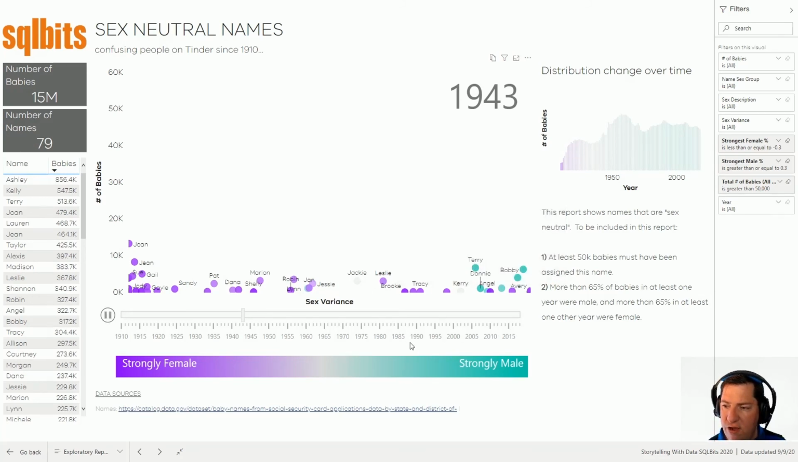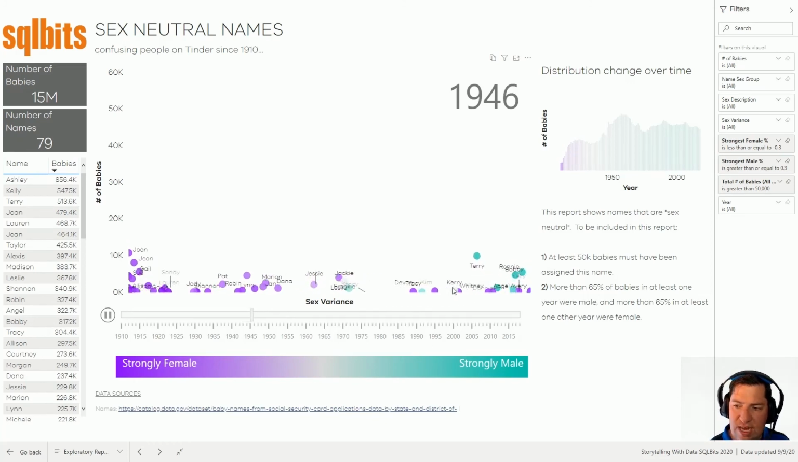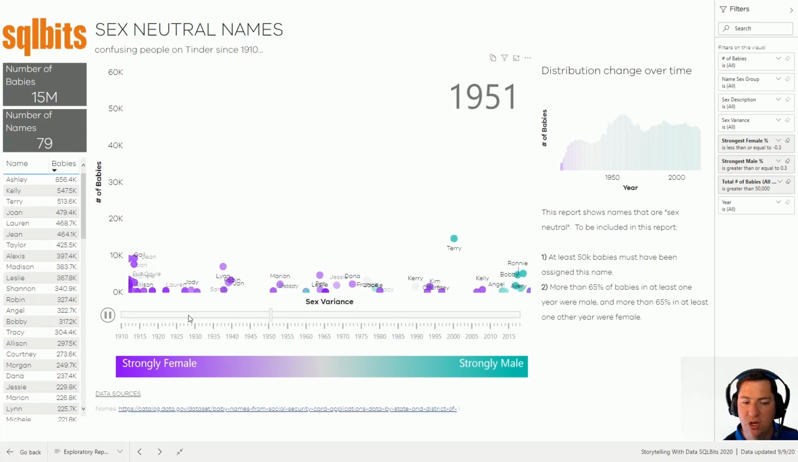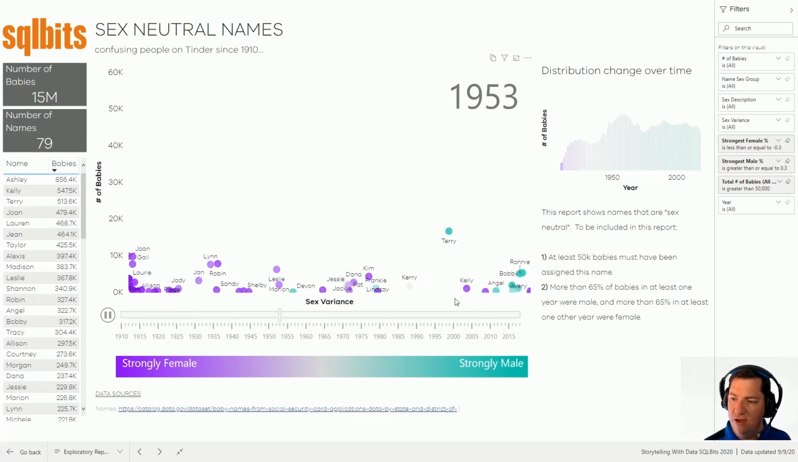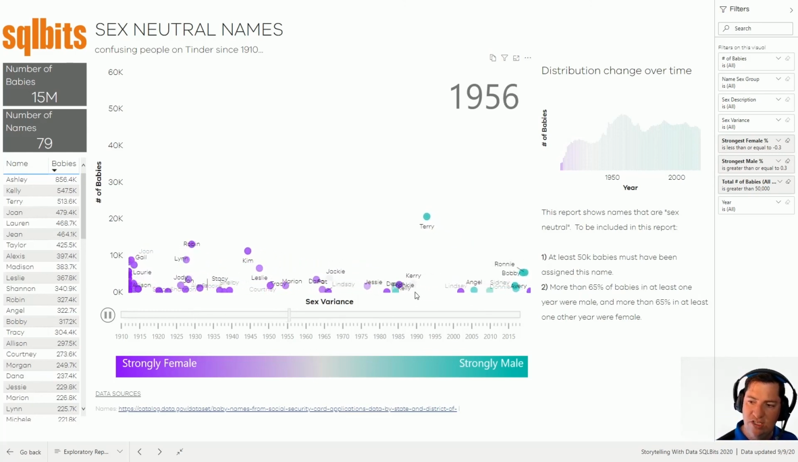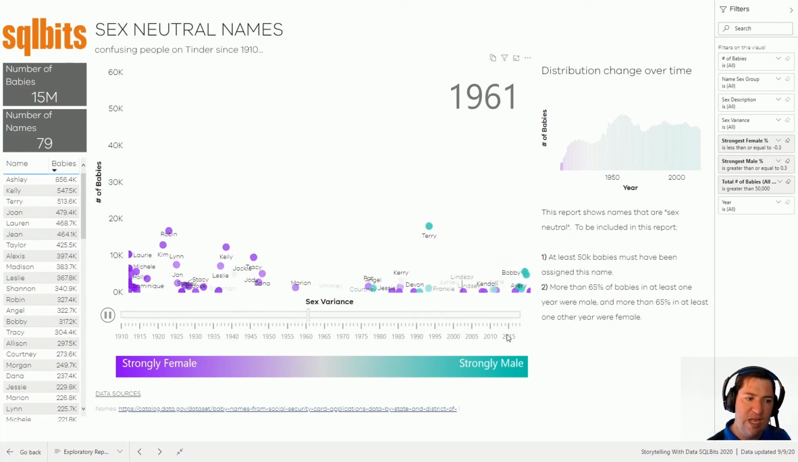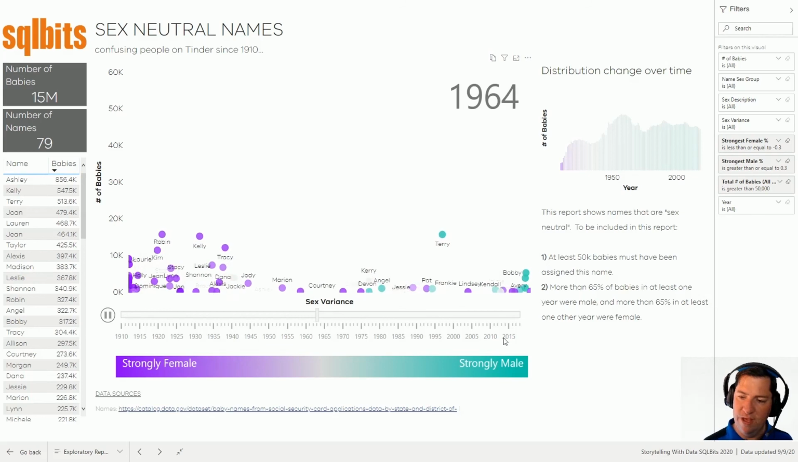We're going to carry on a little bit here. We've also got this name Kerry and also Kelly. So we've got these names that are both very strongly associated with males at this point in time, and now they're going to move and become very strongly associated with females.